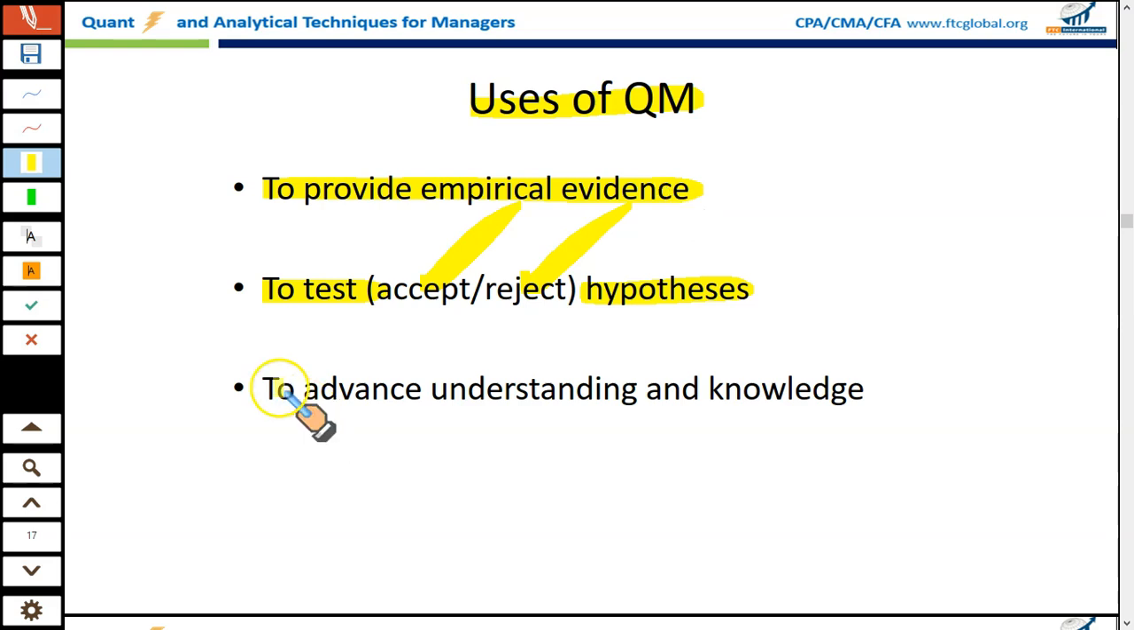Then we have to advance understanding and knowledge. Yes, QM helps deepen insights into various fields by analyzing numerical data. We can use that data to identify some patterns. It will reveal some patterns and relationships. So this can be used to analyze data further and hence advance our understanding and knowledge.